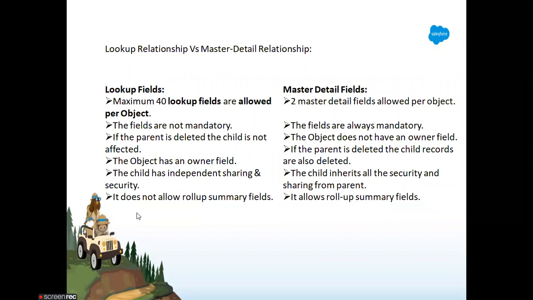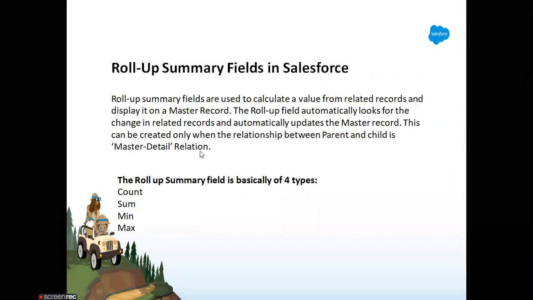In lookup fields, we are not allowed to create a roll-up summary, but in the case of master detail fields, you are allowed to create a roll-up summary field, right? So the second point that we're going to discuss is the roll-up summary field in Salesforce. Basically, roll-up summary fields are used to calculate a value from the related records, that means the children, and it will calculate and display the value in the master record.